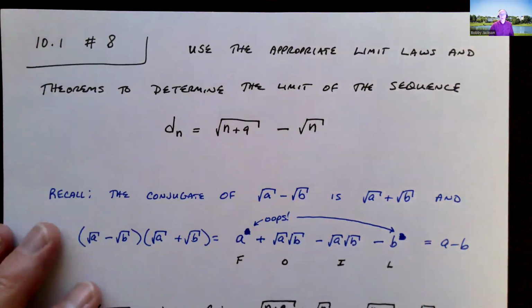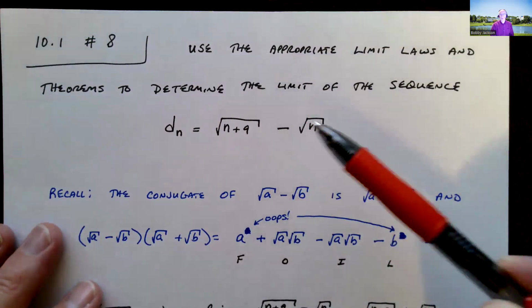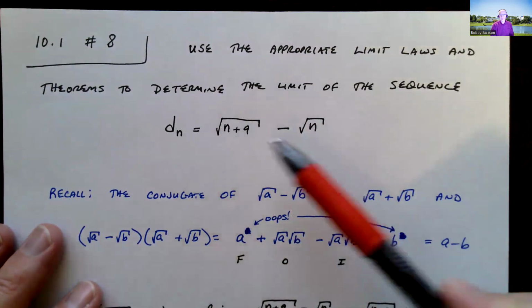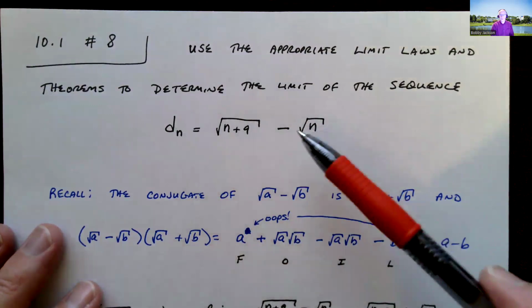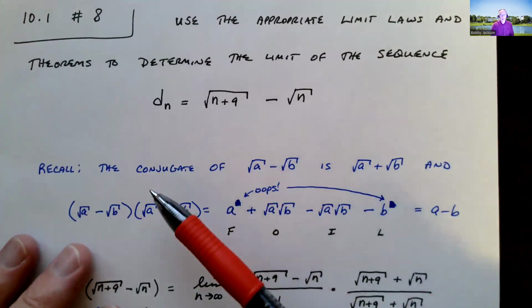Hey everyone, let's take a look at number 8 in section 10.1. We're going to use the appropriate limit laws and theorems to determine the limit of this sequence, whose general term is the difference of two radical expressions. To evaluate this limit, I'm going to use a conjugate.